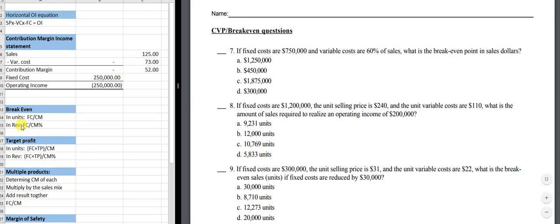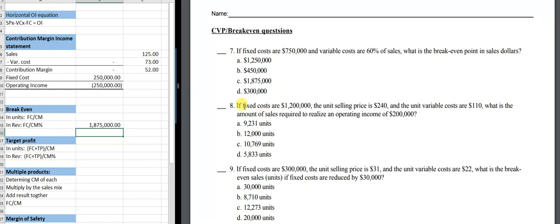I know break-even point in sales dollars, which is revenue, is fixed cost divided by contribution margin percent. So I have my fixed costs are $750,000. I'm going to divide by the contribution margin percent. So if variable costs are 60% of sales, then contribution margin is the other 40%. So I divide by 0.40. I have 1,875,000, so the answer is C.